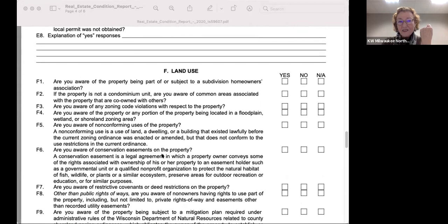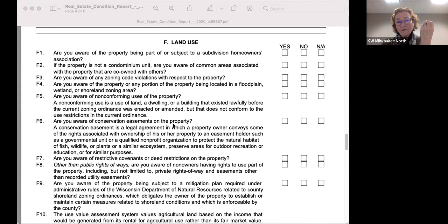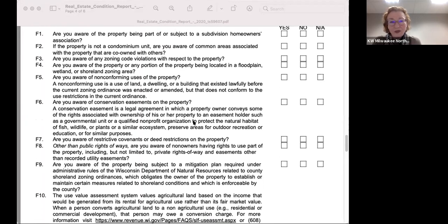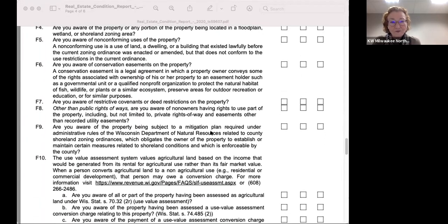The next section is land use. Are we in a subdivision? Does it have a homeowners association? Are there conservation easements on the property? Again, you just point out the importance of this form, but you do not help your seller fill it out.